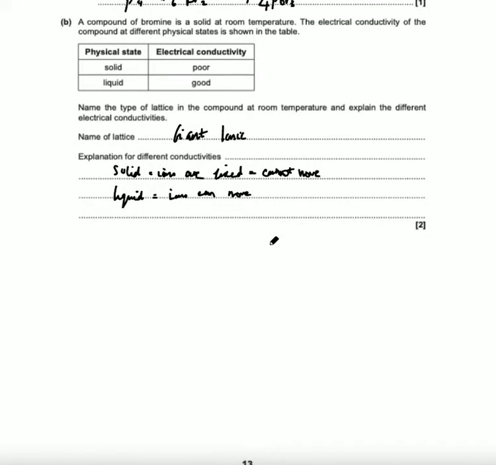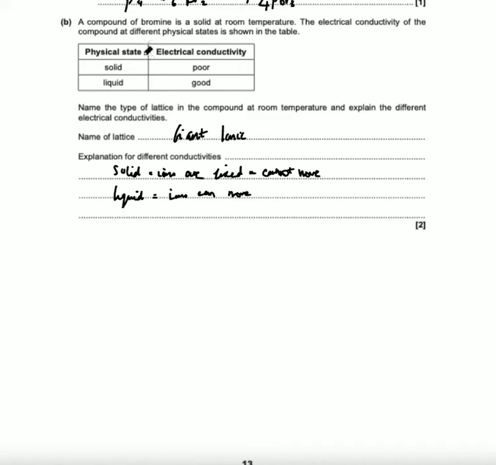A compound of bromine is a solid at room temperature. The electroconductivity of the compound at different physical states is shown below, as shown in the table. So the physical state, if it's a solid, it will have poor electroconductivity, and if it's a liquid, it will have good electroconductivity. Name the type of lattice of the compound at room temperature and explain the different electroconductivities.